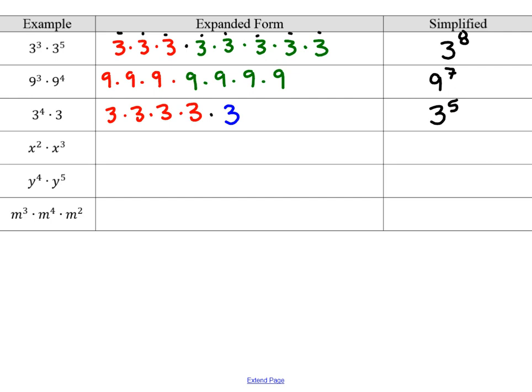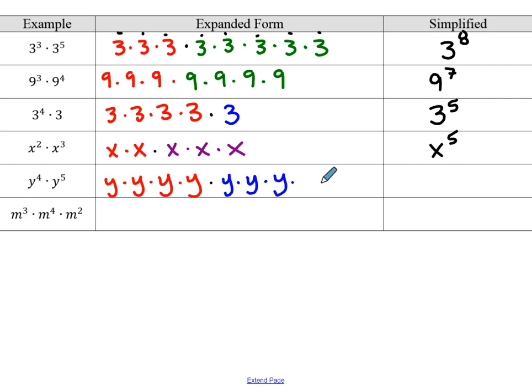Here we have x squared, so we have x times x. We have x to the 3rd, so we have 1, 2, 3 x's there. How many x's do we have? We have x to the 5th power. Next up, we have y to the 4th, so 1, 2, 3, 4, and 1, 2, 3, 4, 5. How many y's do we have all together? We have 9, so it's going to be y to the 9th power.